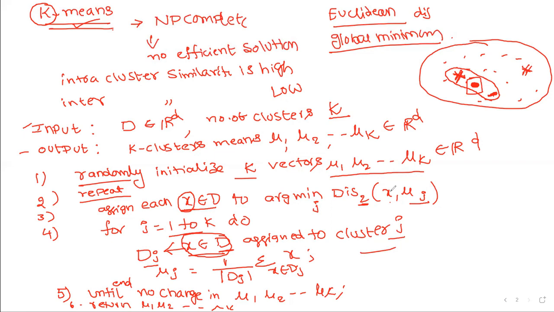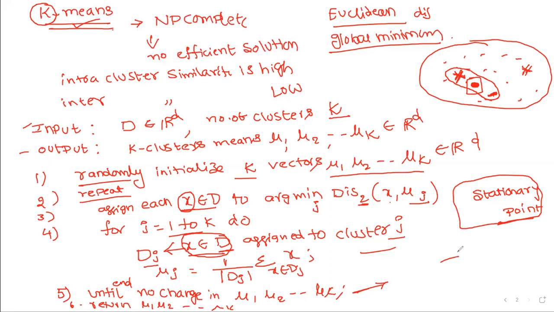So that means by repeating multiple times, the algorithm generally reaches a stationary point. What is the meaning of stationary point? It is a point where no further improvement is possible. In this case, we have to stop.